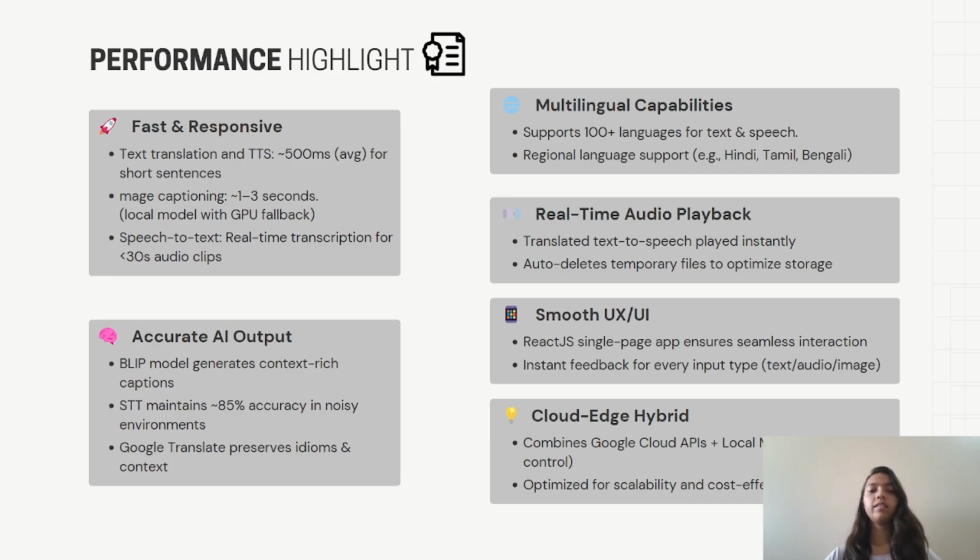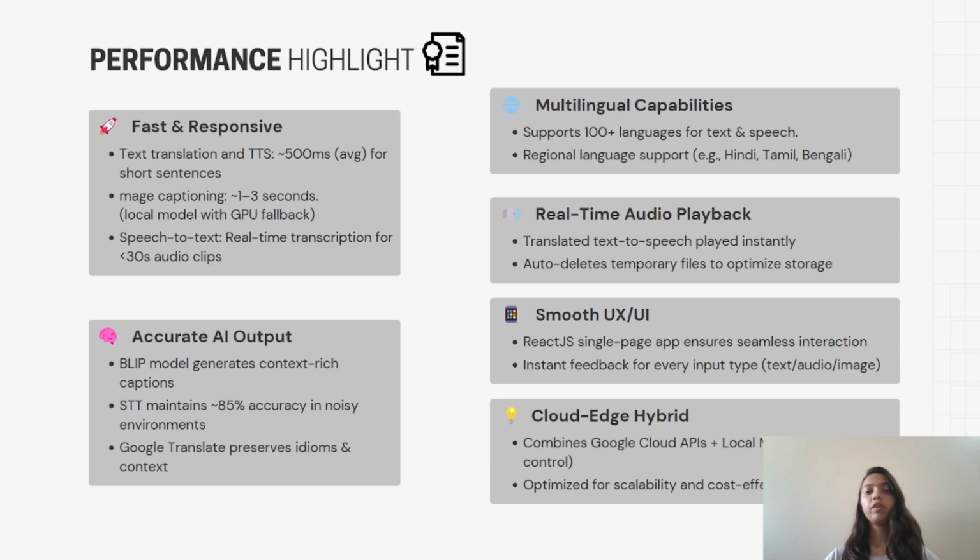Now moving on to the performance highlights. So, fast and responsive: the text translation and text to speech take less than 0.5 seconds, and 1 to 3 seconds are taken for the image captioning. And for speech to text, real time transcription takes less than 30 seconds for audio clips with 85% accuracy. Moving on to accurate AI output. The BLIP model generates context-rich captions, and speech-to-text maintains 85% accuracy even in noisy environments. Google Translate preserves idioms and context.